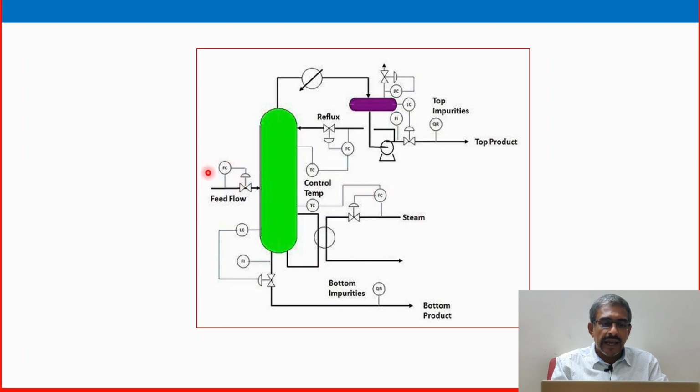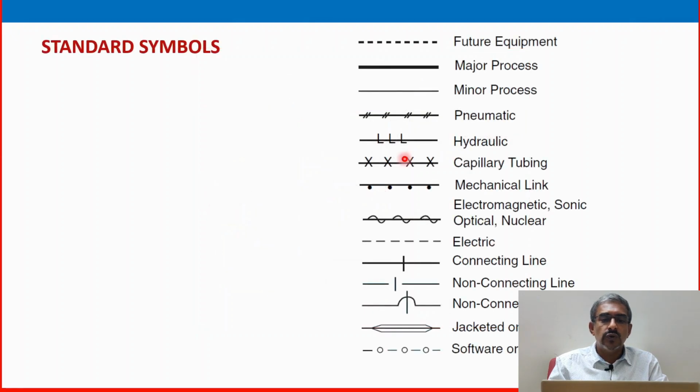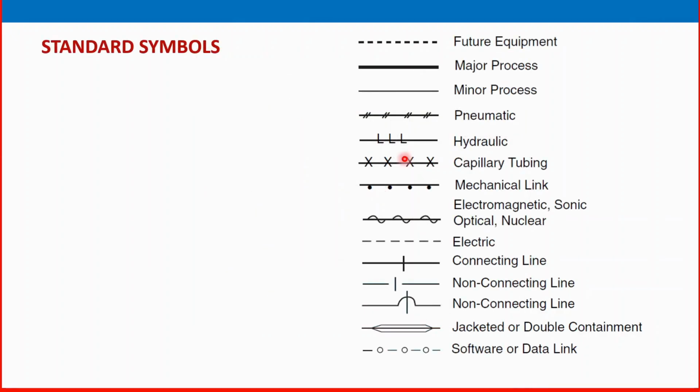Then you have to take the controls one by one. So this is a typical P&ID example. Before starting to read a P&ID, let us at least understand the standard symbols which are used. So these are the standard symbols. Some of them may be outdated, some of them are new.